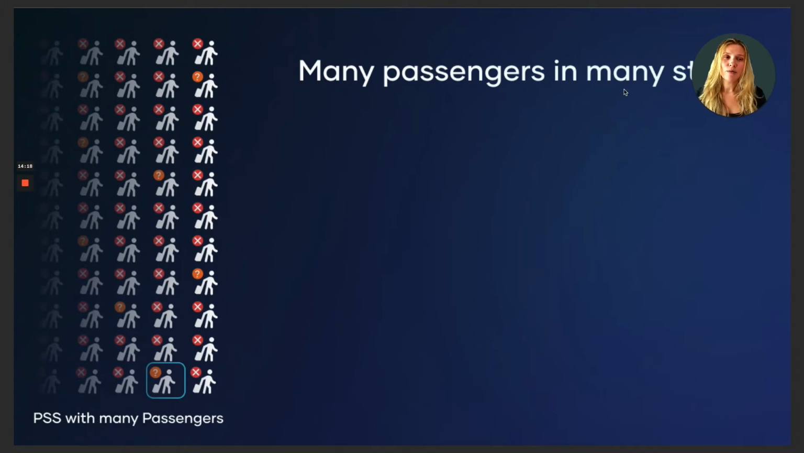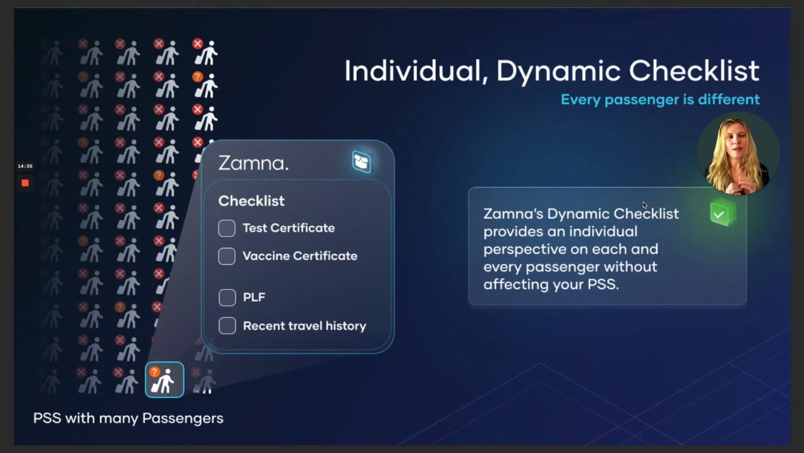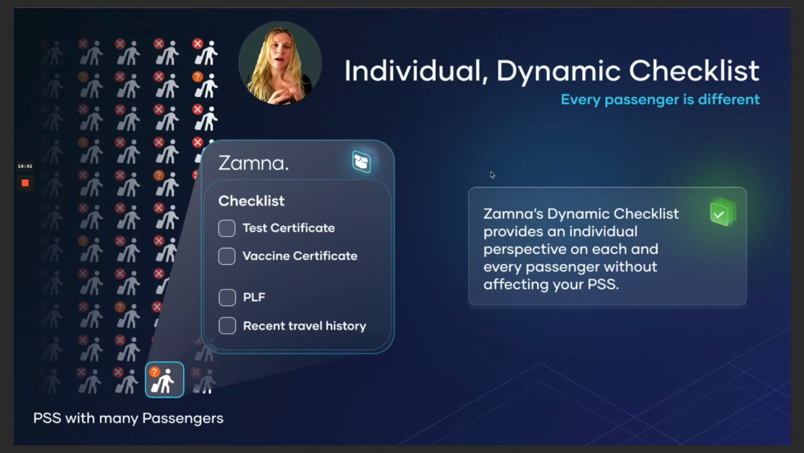So how do we deal with so many passengers in many different states? Let me take you through the reality today, where everyone coming to the airport is in this state, red crosses or indeed question marks, and everyone gets pushed to the same queue to be processed. With Xamna, every passenger is different, and I'm going to move myself over here to talk to you about how our dynamic checklist works.